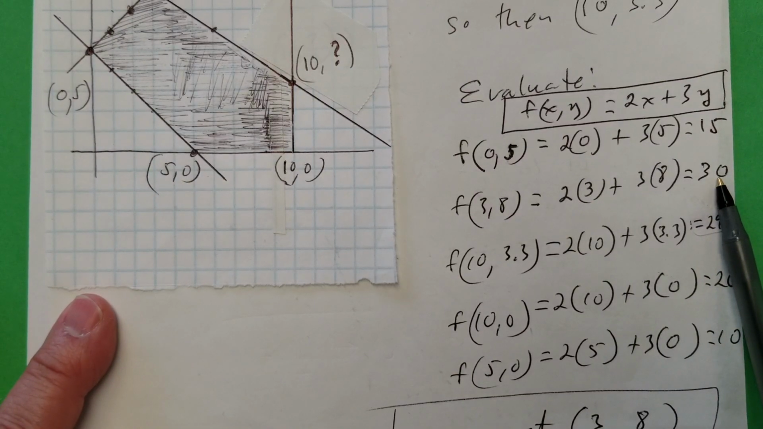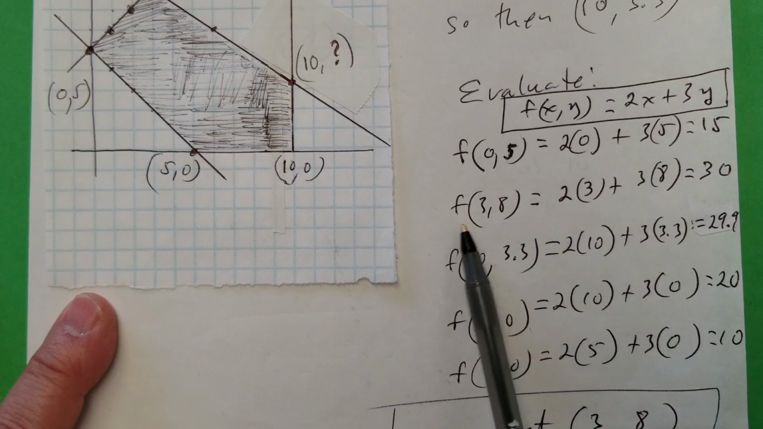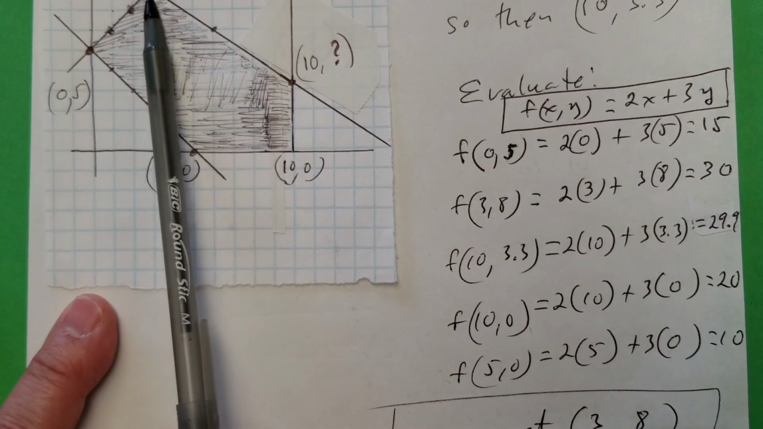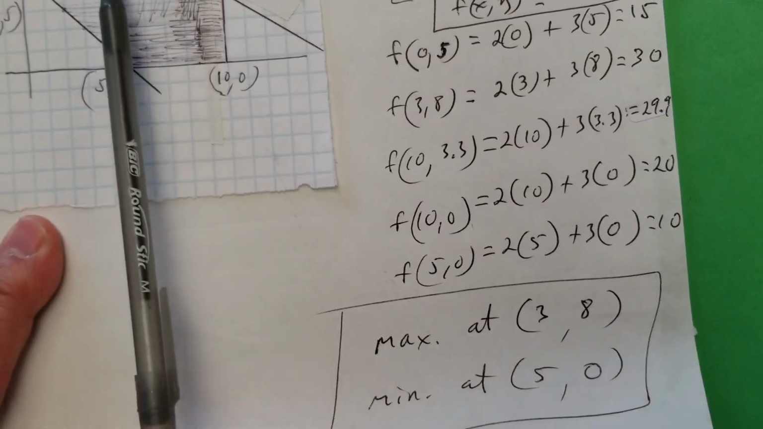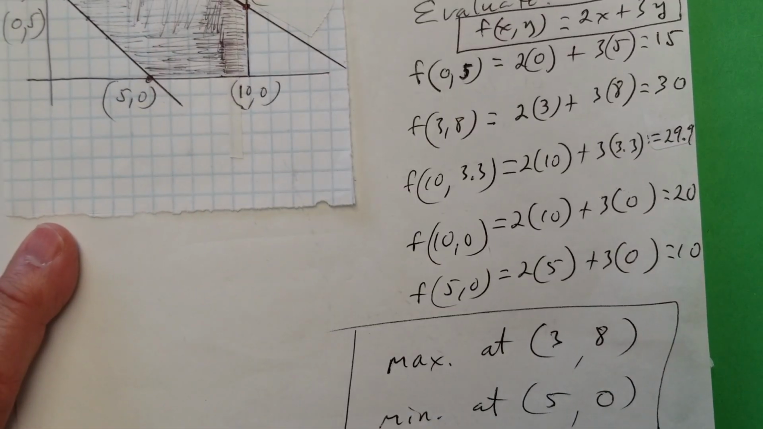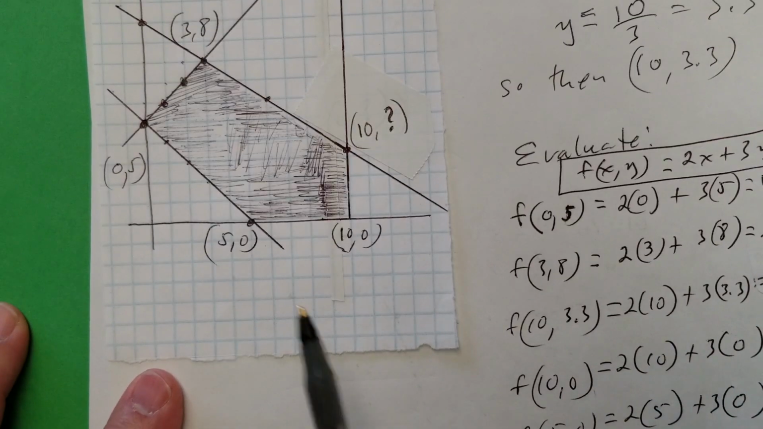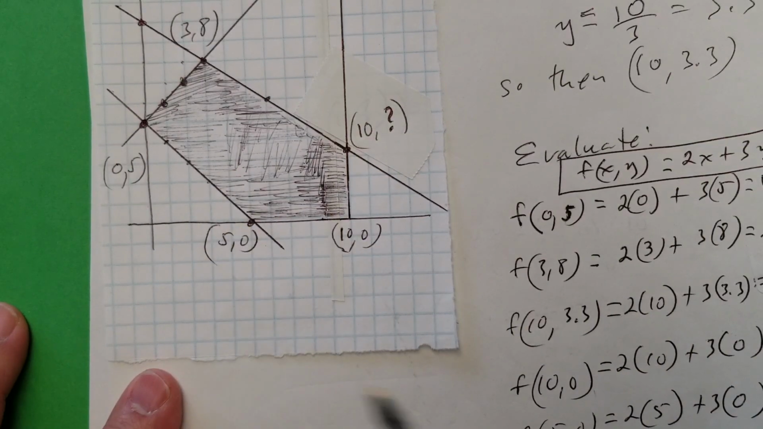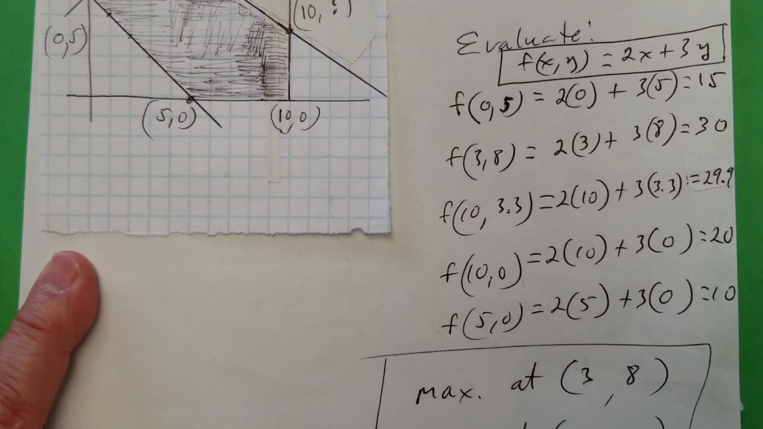The question is, where do I get the maximum? Where? Which coordinates give me that? Now I found out this coordinate gives me the maximum. Okay? Where does the minimum happen? Well, it could happen, I guess, here or here, but I found out it actually happens here. Okay? So the minimum happens at 5, 0.